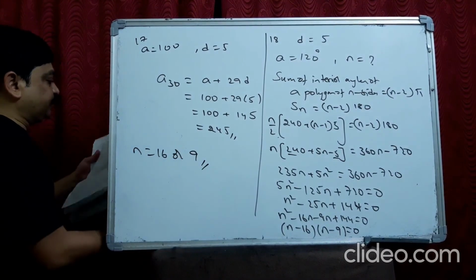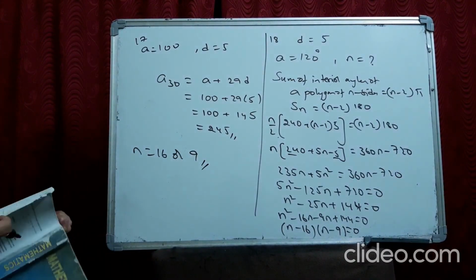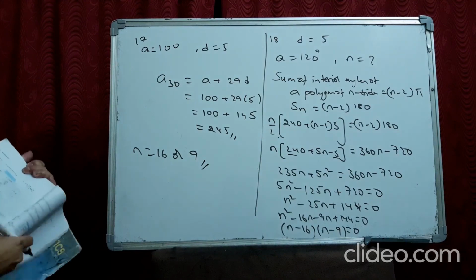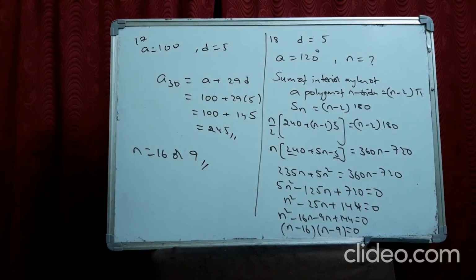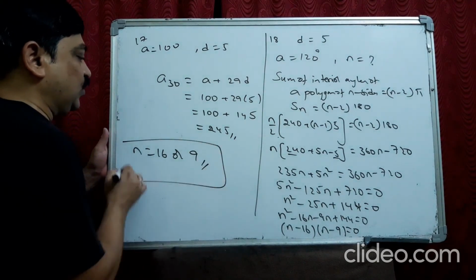What did they give? So they don't give 16, because I don't think for the polygons of 16 it becomes impossible. There is no reason for that, but we can write n equal to 16 or 9.